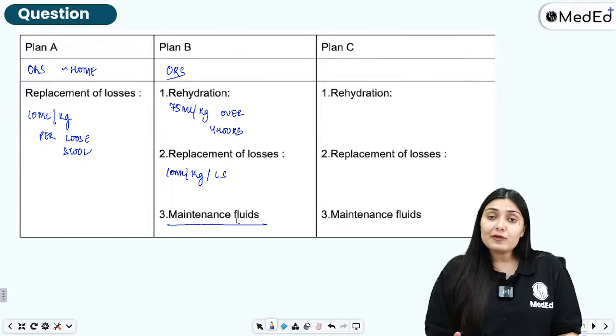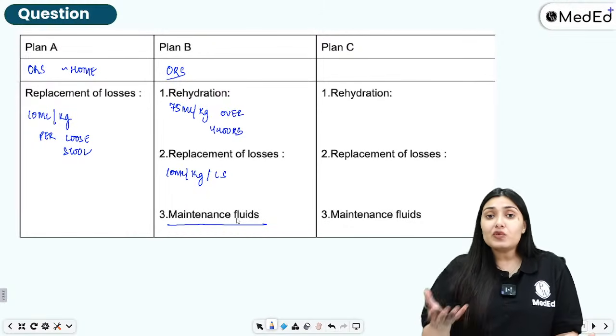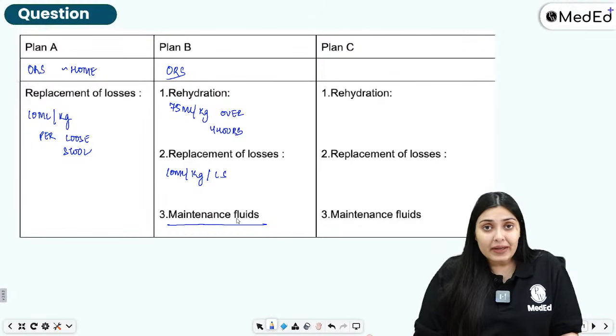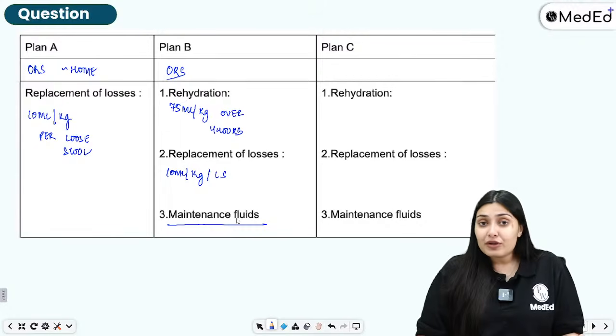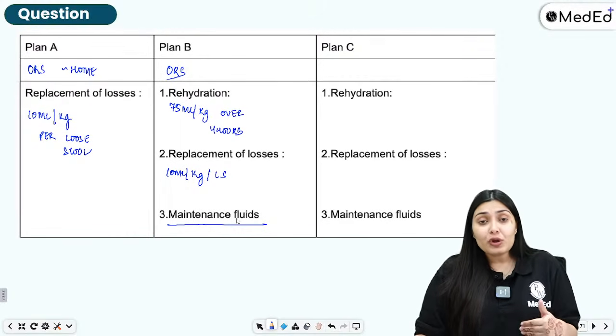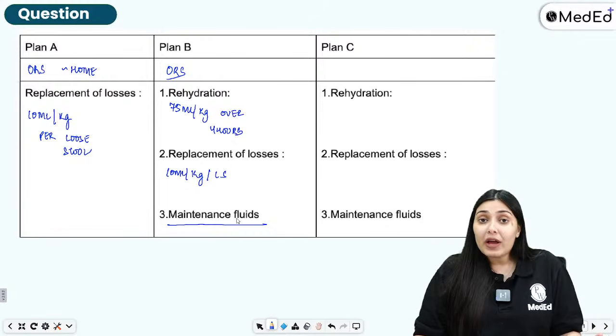What are the maintenance fluids? Maintenance fluid is just what we all need per day, depending upon the weight of the child. You and me also, we need maintenance fluid every day. That amount we have to ensure that the child is receiving.